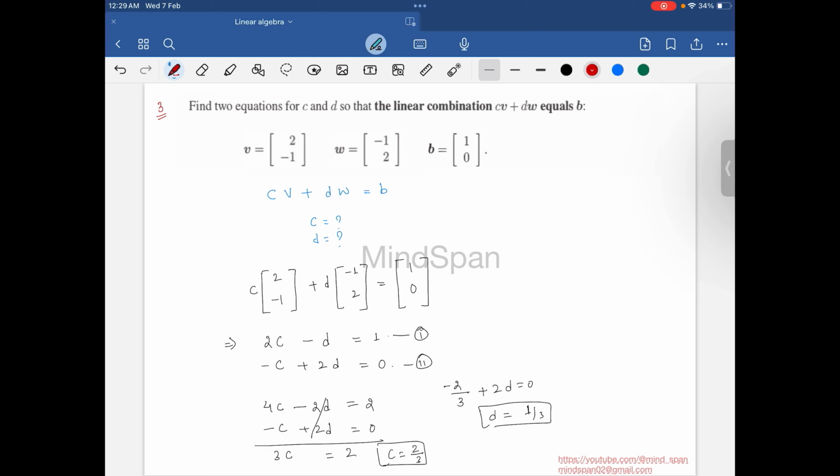So our question was for what value of c and d you will get this b, right? Now you can check by putting c equals 2 by 3 and d equals 1 by 3, and if you do the calculation you will get this one. Okay, now here I want to talk more about this equation.